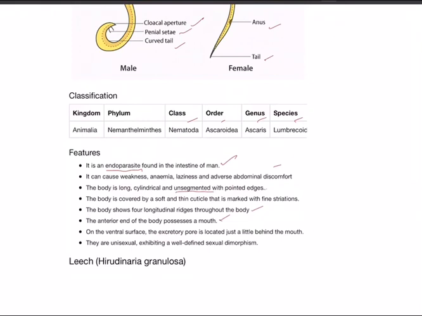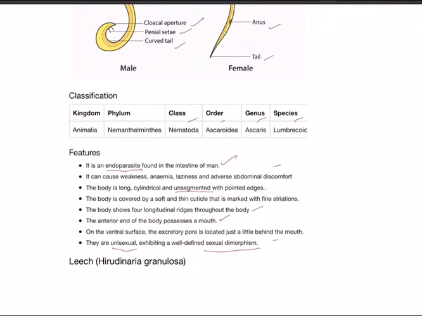The anterior end of the body possesses a mouth. On the ventral surface, the excretory pore is located just a little behind the mouth. They are unisexual, male and female, exhibiting well-defined sexual dimorphism.